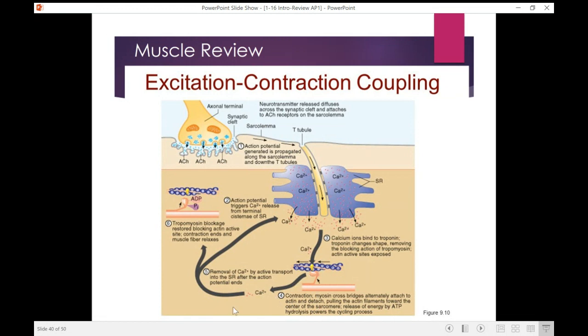And then once the stimulus stops, we're going to have to remove that calcium by active transport. We're going to put it back into the sarcoplasmic reticulum. Tropomyosin blockage is going to be restored. It's going to block those actin active sites. The contraction can end and the muscle fiber can relax.